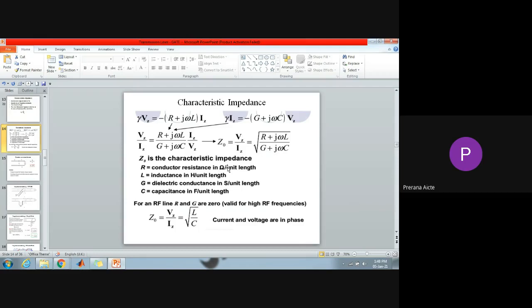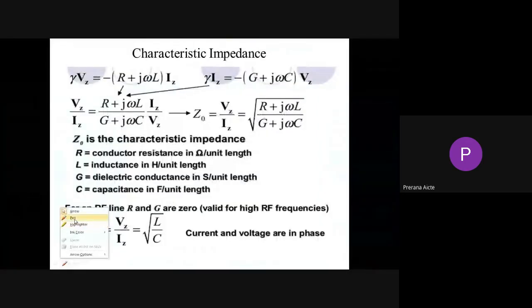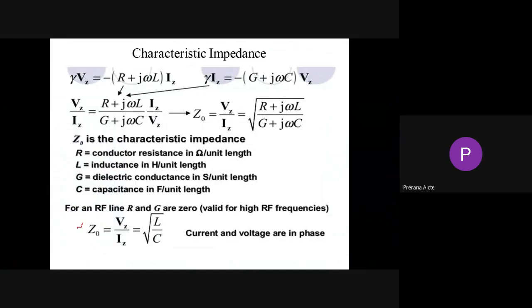The primary parameters of a transmission line are R, L, C, and G. That is the resistor, inductor, capacitor, and dielectric conductance. Now, based on these primary parameters, the characteristic impedance Z0 is equal to the square root of L by C. This is the equation, square root of L by C. That is, the current and voltage are in phase.